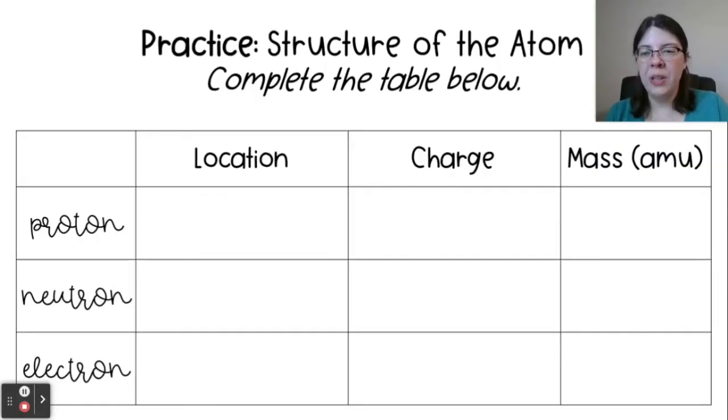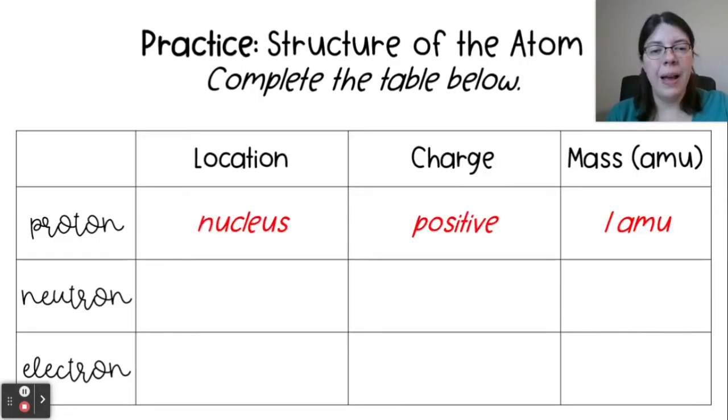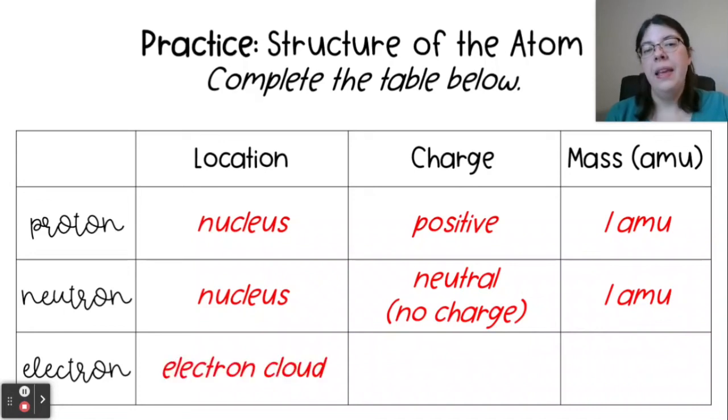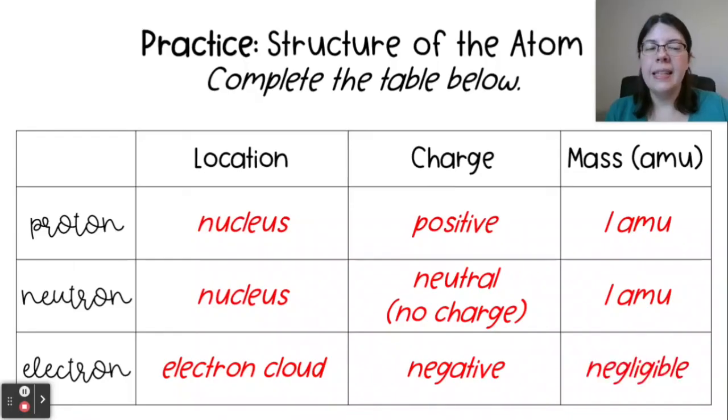Okay, so let's go through this really quickly. Protons are found in the nucleus. They have a positive charge and they have a mass of about 1 AMU. Neutrons are also found in the nucleus, but they do not have a charge. They are neutral. They also have a mass of 1 AMU, just like the proton. The electron is not found in the nucleus. It is found outside of that area in the electron cloud. It has a negative charge, and its mass is negligible, meaning about 0. So we can go ahead and ignore that mass.